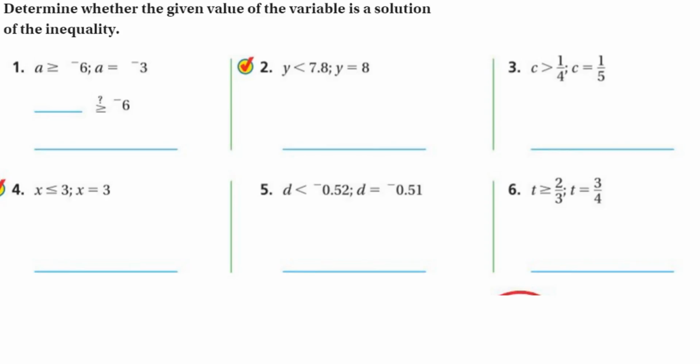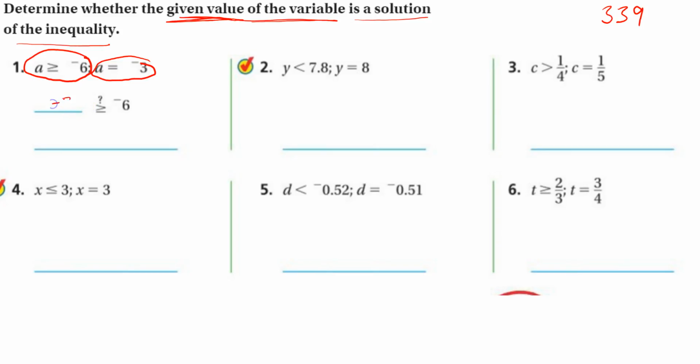Okay, now I'm on the top of page 339 in the Go Math textbook. The directions just tell us to determine whether the given value, so they're going to give us the value of the variable, is a solution of the inequality. So they give us the inequality here: A is greater than or equal to -6. And they tell us, hey, plug in -3 for A and see if it's a solution.